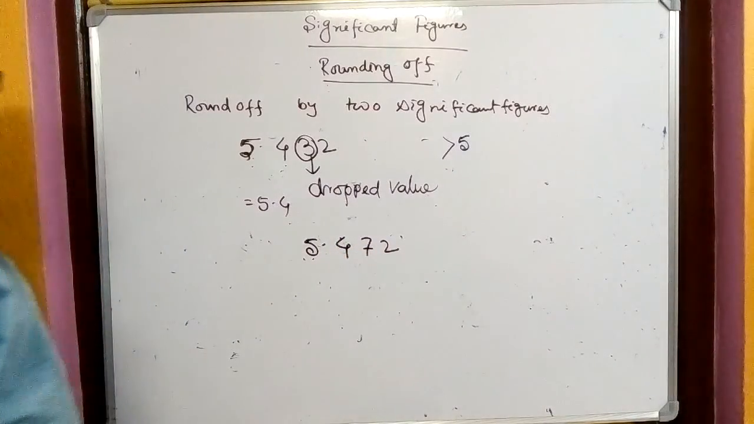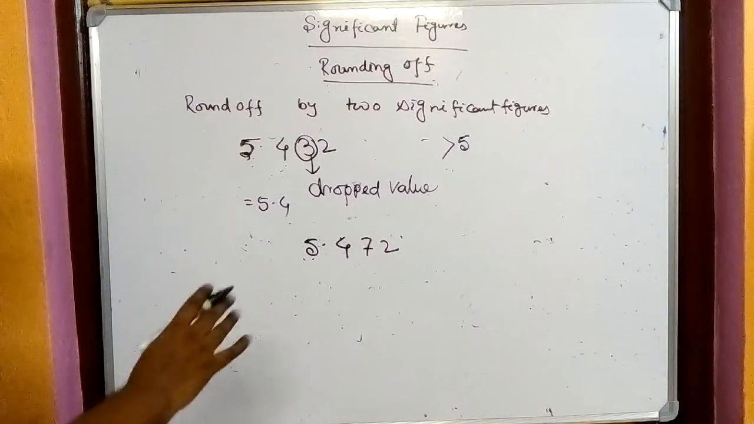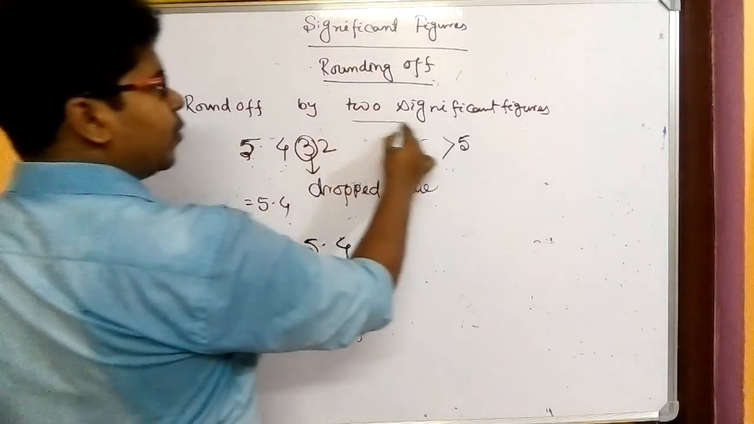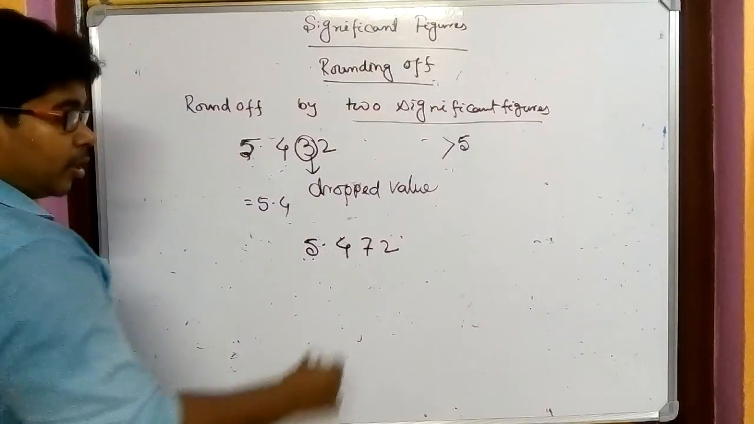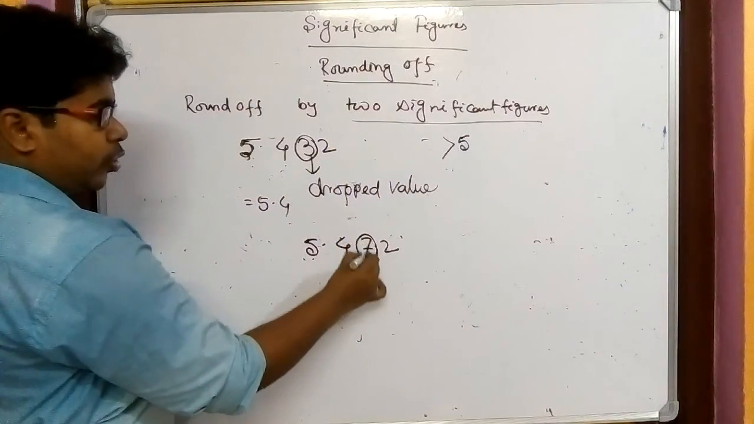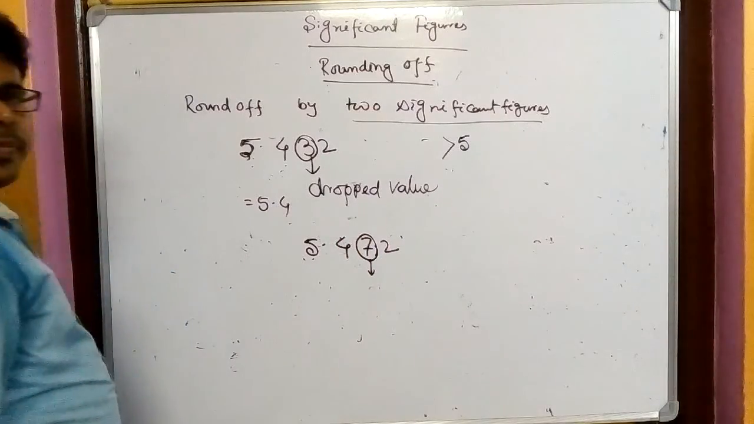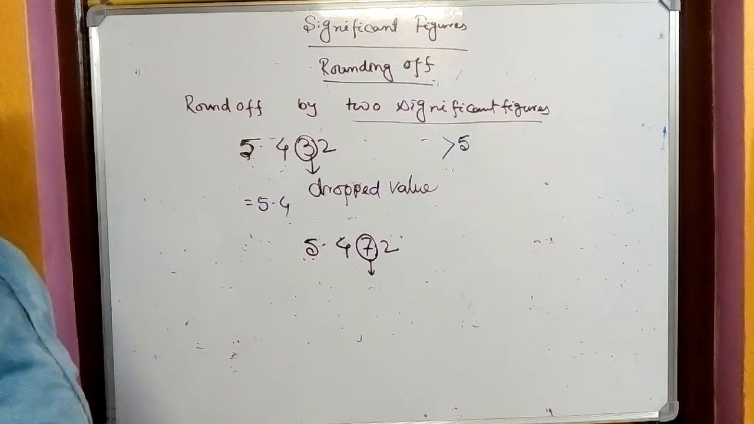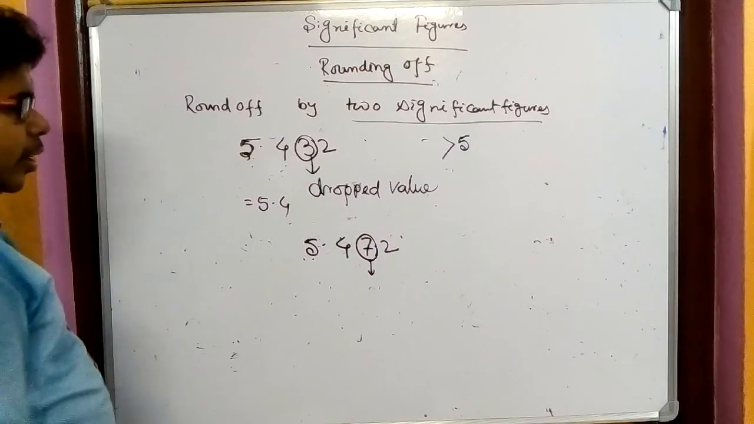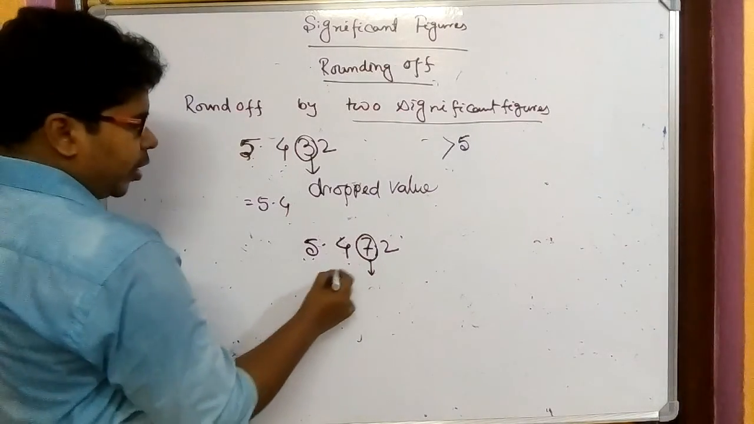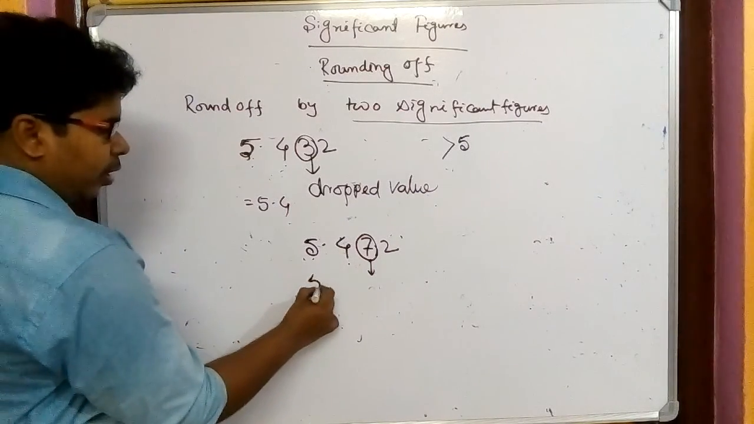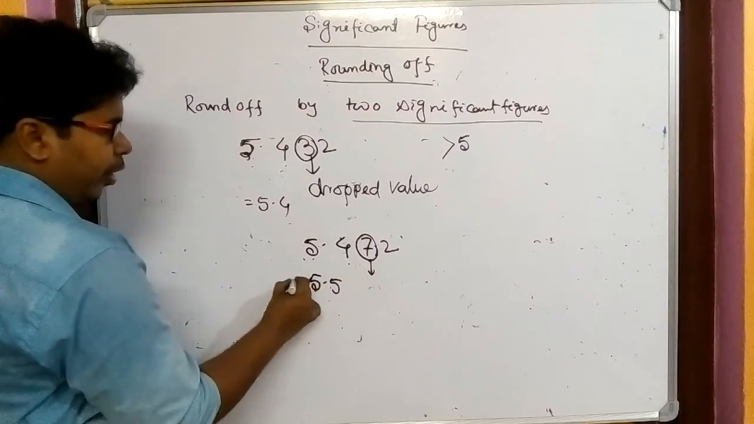If it is 5.472, same thing for two significant figures. So you will say, sir, here the dropped value 7, it is more than 5. The dropped value 7, it is more than 5. So here it will be increased by 1. So the answer will be 5.5.